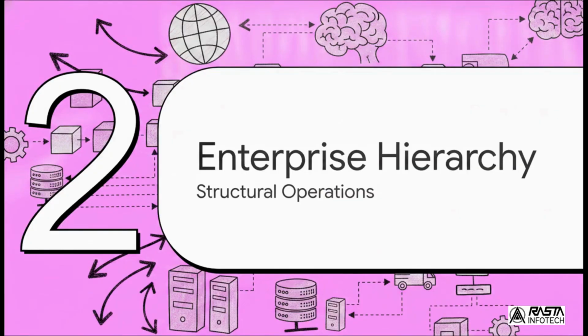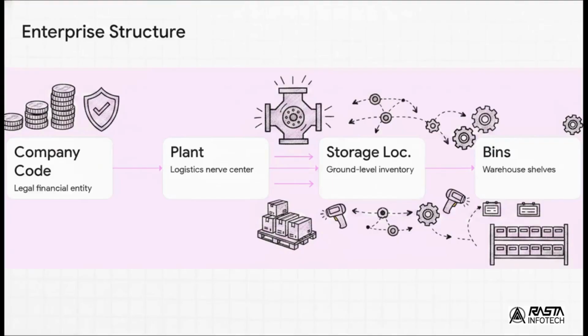Let's see how this fits into the big picture. If you look at the nested architecture top-down, it's basically a massive puzzle. You've got the company code sitting right at the very top. That's your legal and financial entity. Directly beneath that is our star player, the plant. It acts as the ultimate bridge to the ground-level execution that's happening down in the storage locations and specific bins.